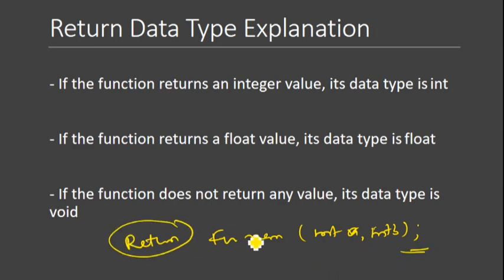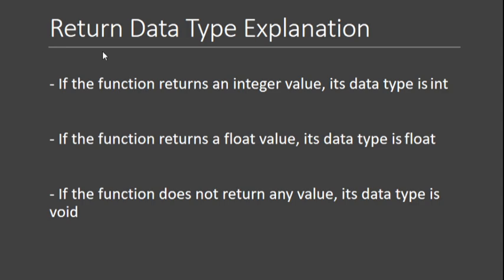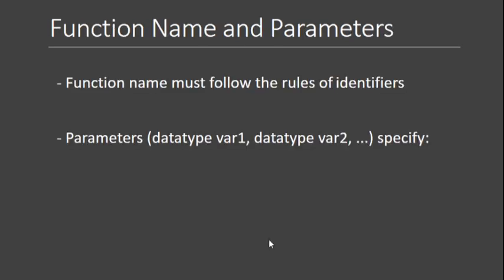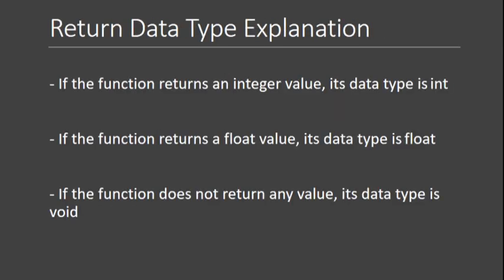So first I'm talking about return data type. After that, I'm going to talk about function name, and after that, parameters, in this slide one by one. If the function returns an integer value, the data type is integer. If the function returns a float value, the data type is float. If the function does not return any value, its data type is void. So that is about return type. Return type means the function has to return some value to the calling function from where we are calling it. Everything I'll explain in the program, and you'll understand very clearly.